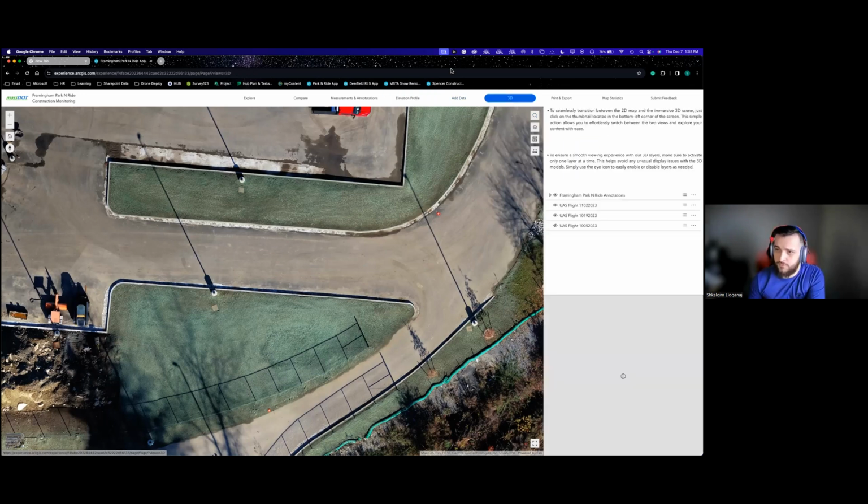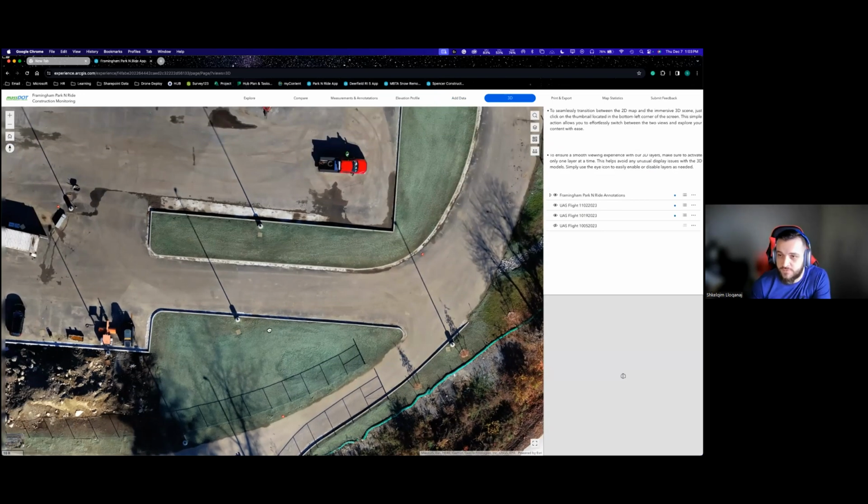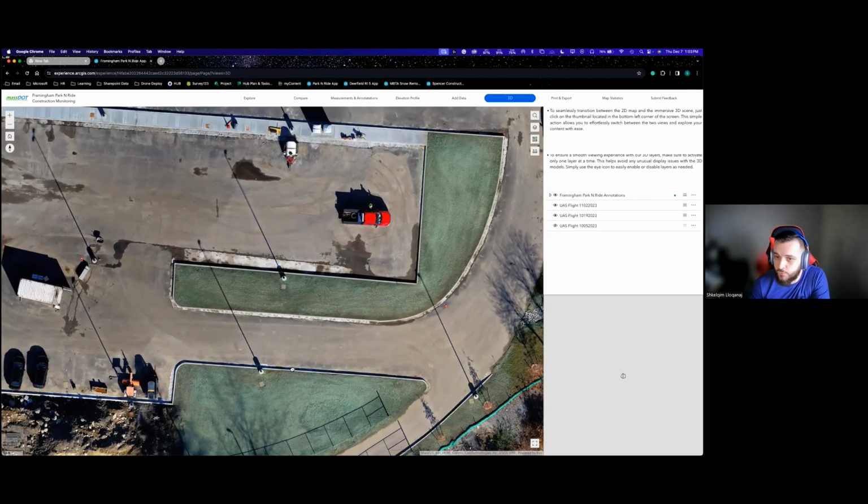The other section, which is a very crucial one for this particular application, is the 3D section. And this is one of the sections that users are very excited for because it gives them a very realistic perspective.